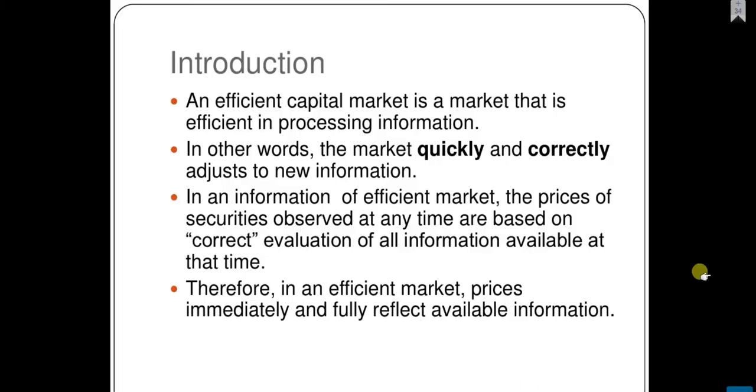An efficient capital market is a market that is efficient in processing information. In other words, the market quickly and correctly adjusts to new information. In an informationally efficient market, the prices of securities observed at any time are based on correct evaluation of all information available at that time. Therefore, in an efficient market, prices immediately and fully reflect available information. So it is the market quickly and correctly adjusts to new information as per the efficient market theory.